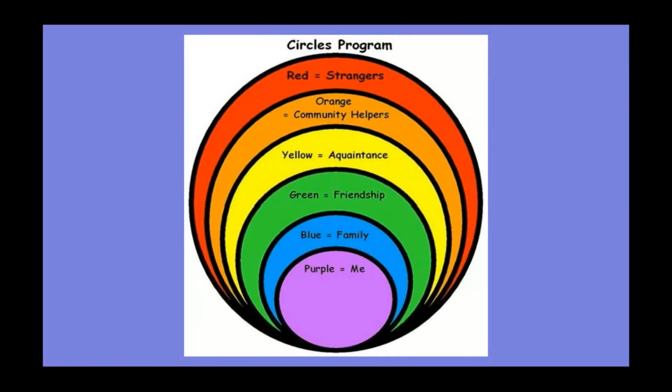So here's an example. This is from the social circles curriculum. And so if you look in that purple circle in the very middle, that's you. Those are things that you do that don't really involve other people or that other people are not as privileged to participate in. Next is your family, followed by your friends, acquaintances, community helpers, and strangers.